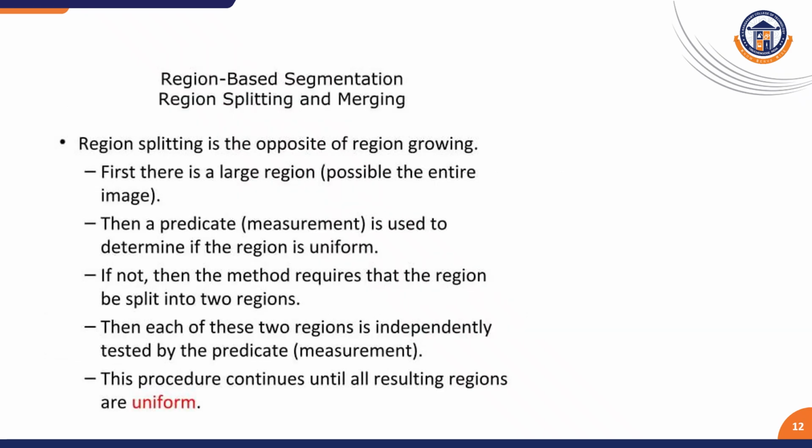So here the steps are given for region based segmentation, region splitting and merging. The region splitting is the opposite of region growing. First there is a larger region, then a predicate measurement is used to determine whether to split. The method requires the region to be split into 2 regions. Then the 2 regions are independently tested by the predicate. This procedure continues until the resulting regions are uniform.